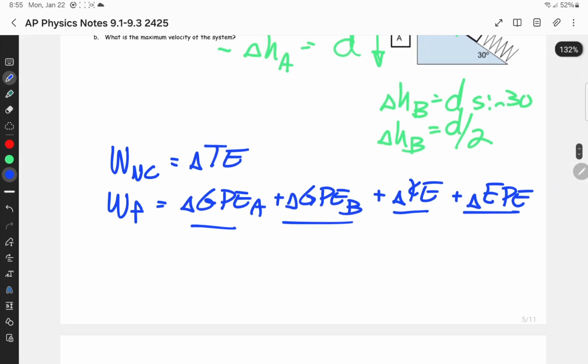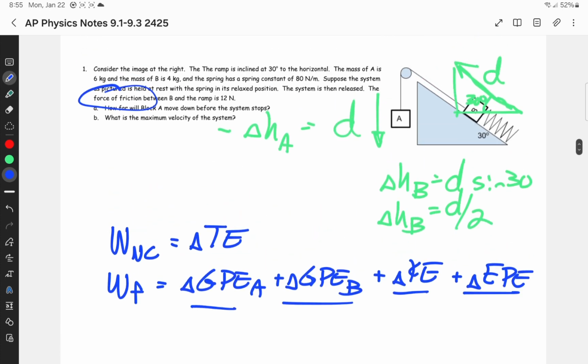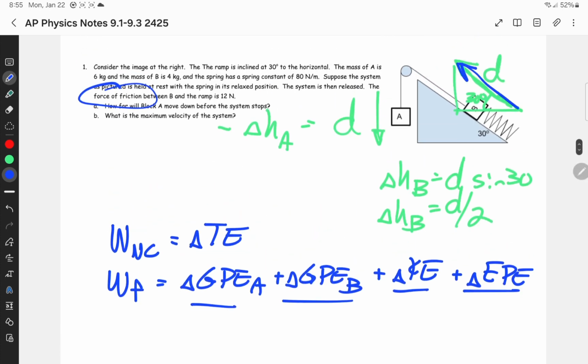Let's think about what's going on here. Our work of friction: as the block moves up the ramp some distance d, friction pulls back with a force of 12 newtons. So the work done by friction is just negative 12 newtons times d.